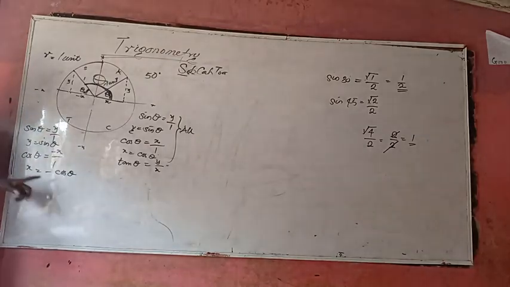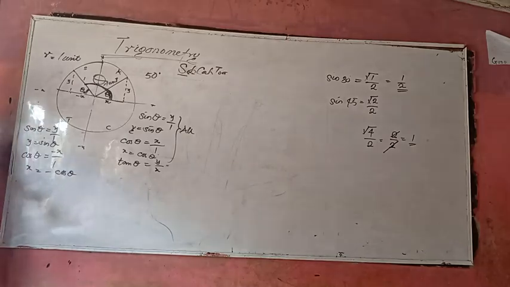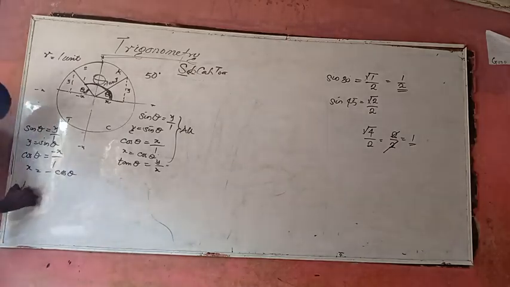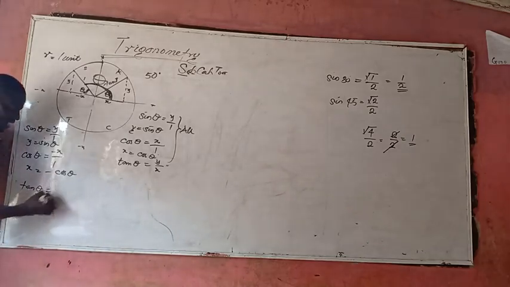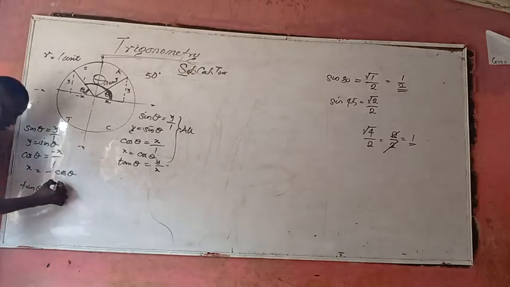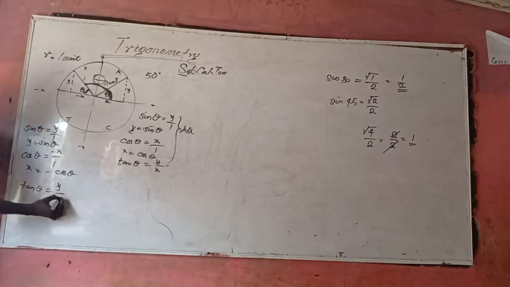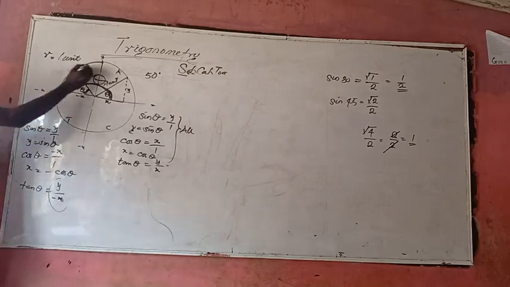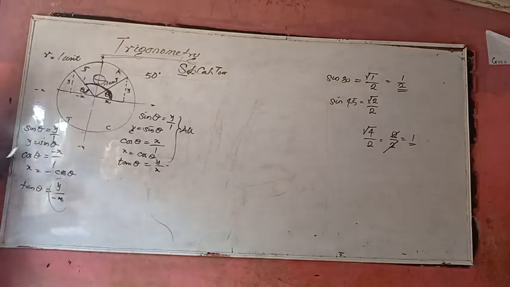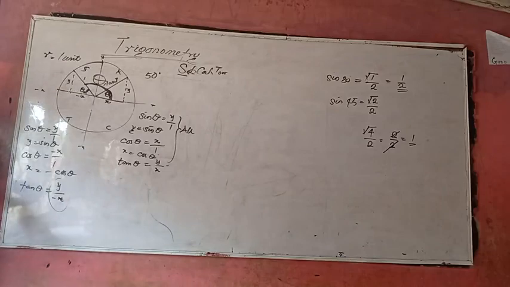So what do you notice? Cosine is negative. Let's try tan. What will tan theta give us? Y over negative x. Did you see we have a negative value? So on this side we say only sine is positive. You see it's only sine that is positive. Let me now tell you the implication of that.